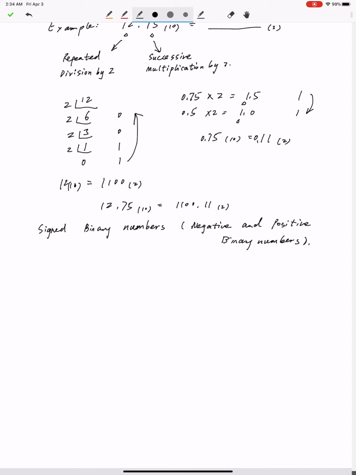Okay. For instance, we have two types of numbers in decimal numbering systems, right? Negative numbers and positive numbers. For instance, -2 is a negative number. +2 is a positive number. The same configuration can be applied on binary numbering systems either. For instance, we have positive binary numbers and negative binary numbers. Let me introduce how to represent positive binary numbers first.